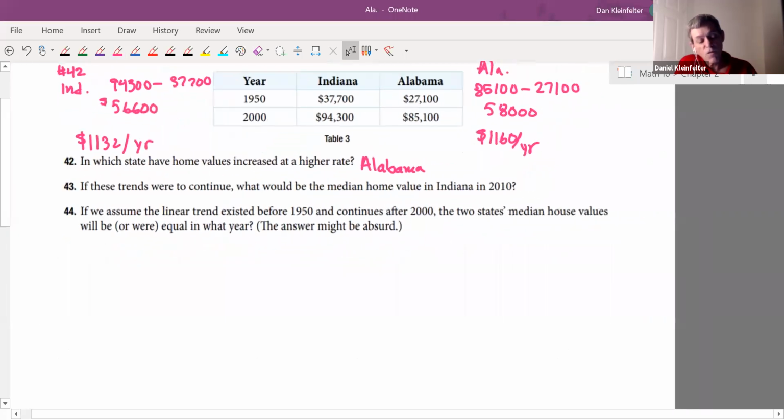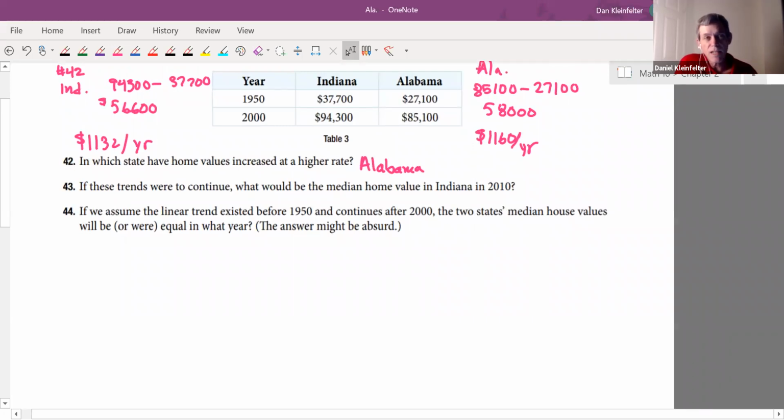Okay, in 43, it says if these trends were to continue, what would be the median home value in Indiana in 2010? So we figured out for Indiana that it's going up by $1,132 per year. We could figure out the whole formula for the equation of a line for this, but I don't think that we need to. We could just think, well, if it's going up $1,132 per year, then from 2000 to 2010, it should just increase by 10 times that 1132.